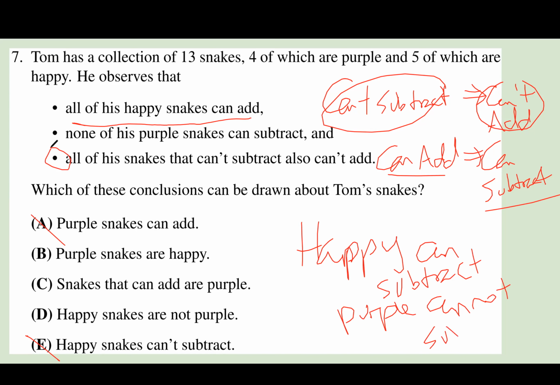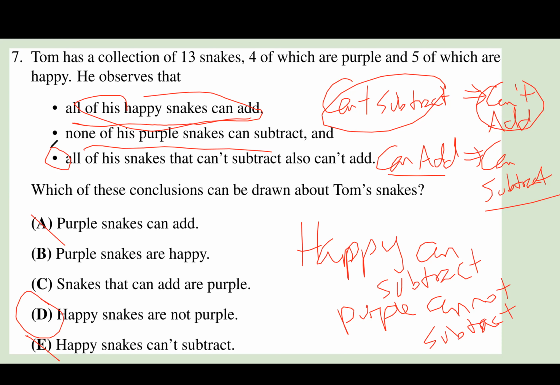So that means happy snakes cannot be purple, because all of his happy snakes can add, which means all of his happy snakes can subtract. None of his purple snakes can subtract. So therefore, none of the happy snakes can be purple. So that means that D has to be the correct answer.